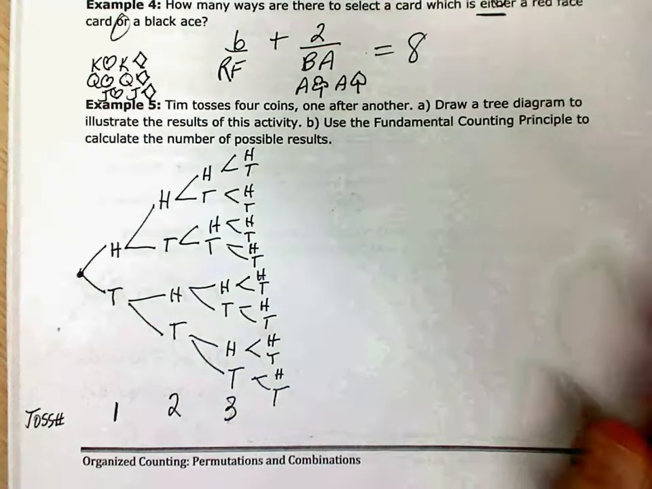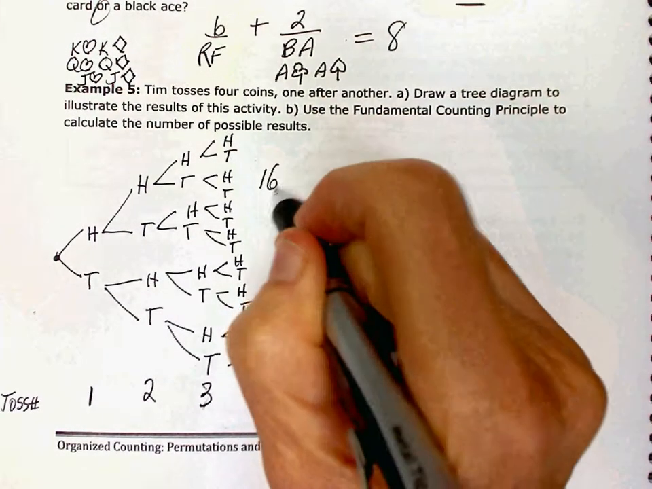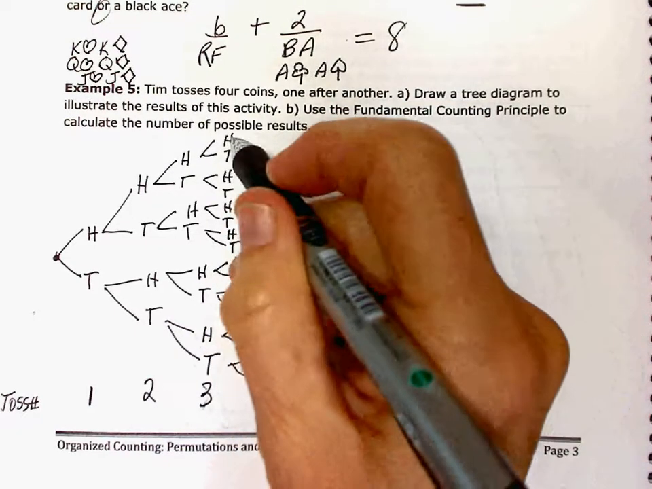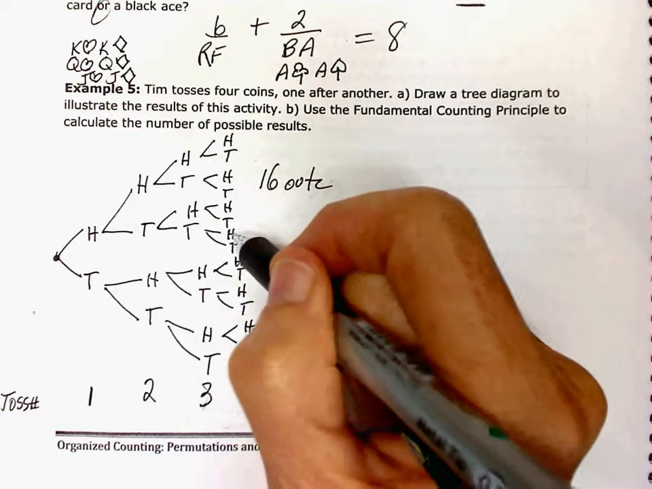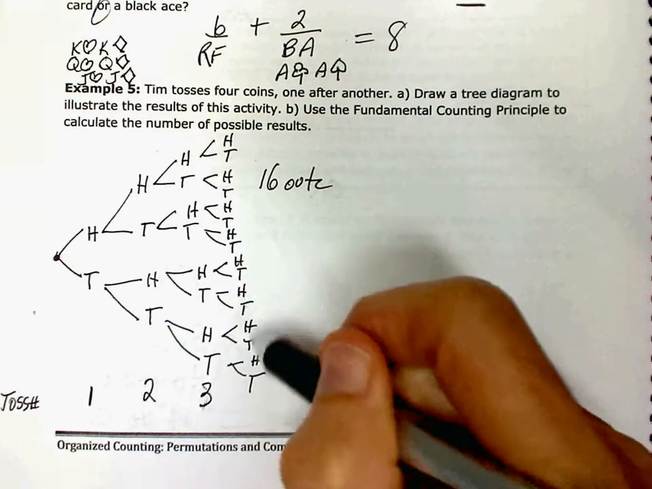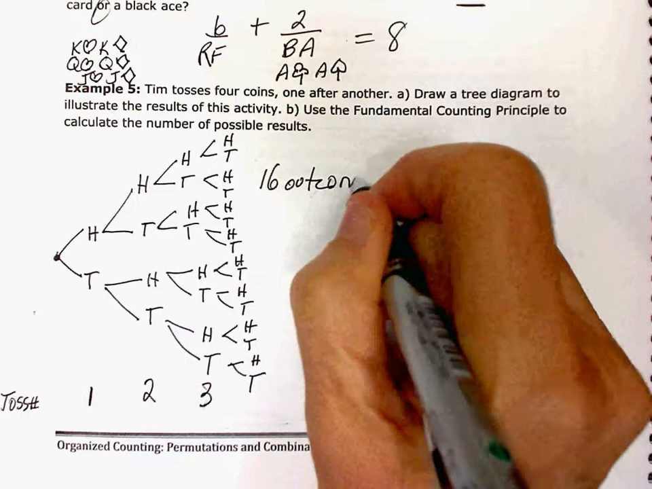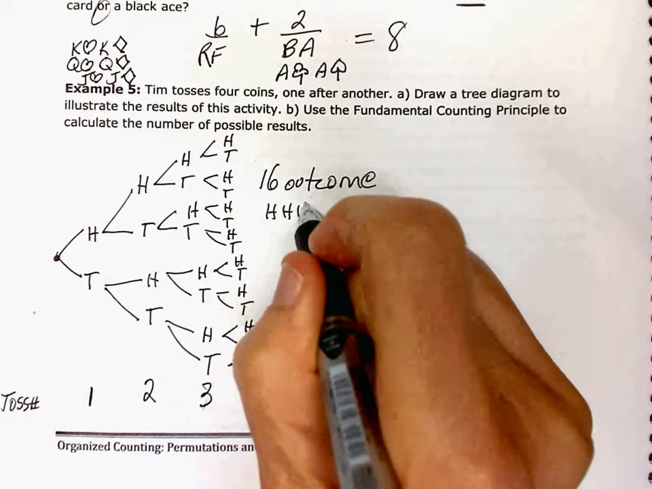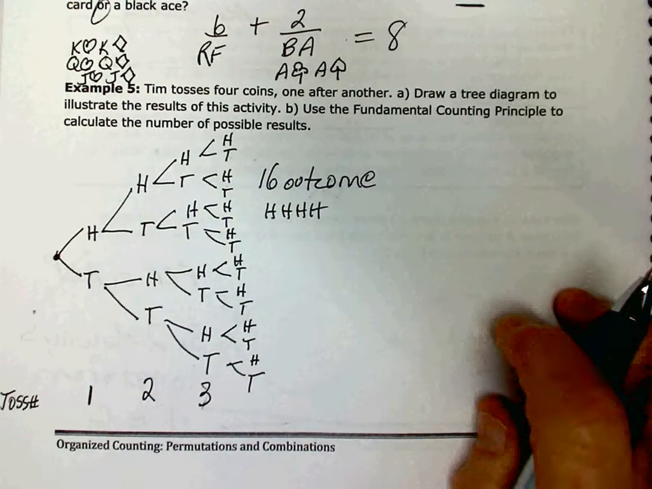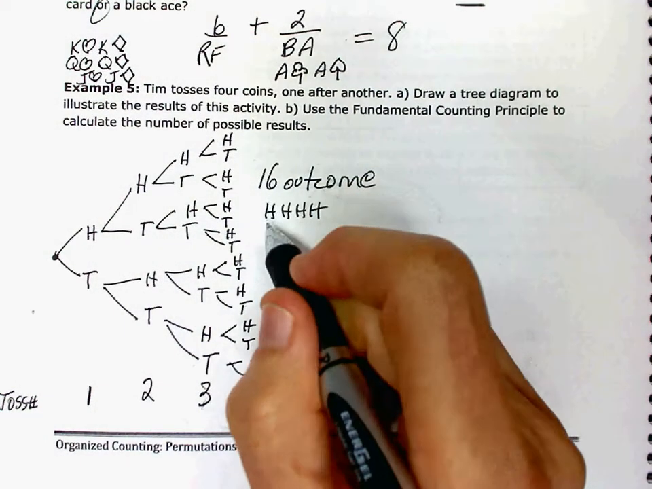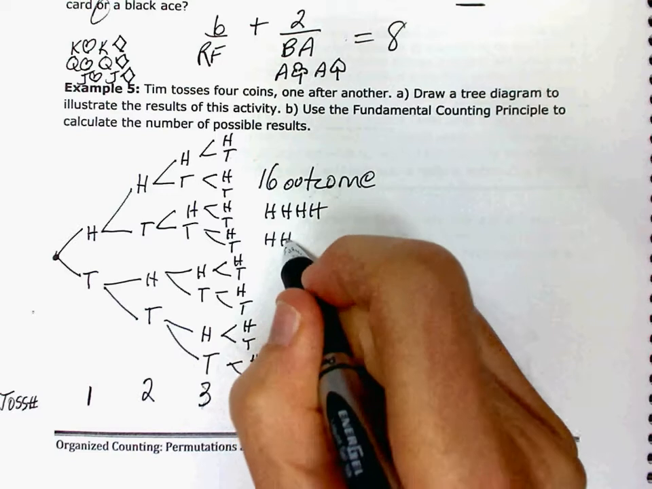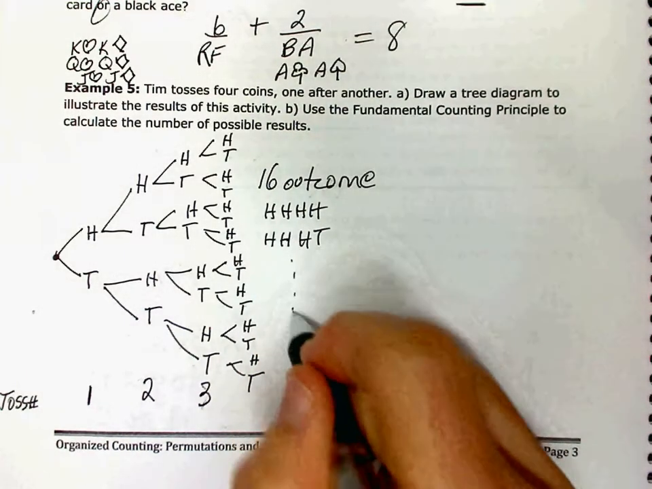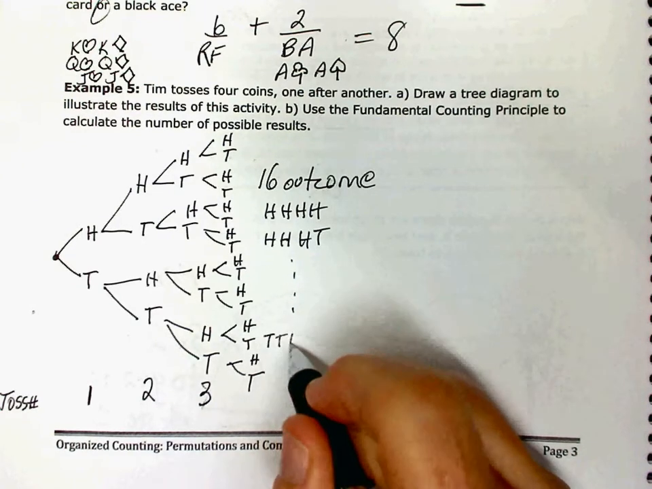So notice there are 16 outcomes. We will not list them all. If you were to count this, you have 1, 2, 3, 4, 5, 6, 7, 8, 9, 10, 11, 12, 13, 14, 15, 16. There's 16 outcomes, and they are like H, H, H, H. That is one outcome, right? And you could have H, H, H, T as your second outcome, etc., all the way down to T, T, T, T. Okay?